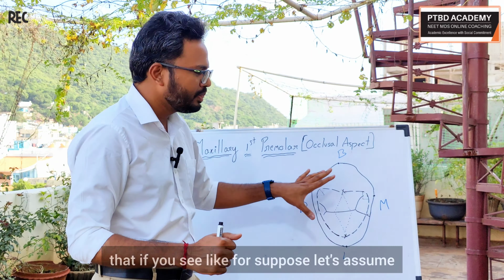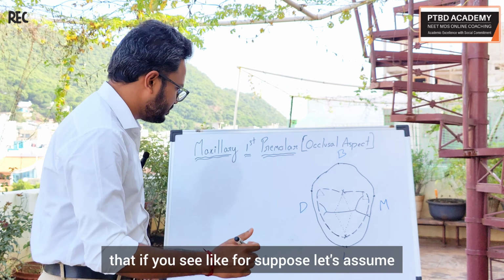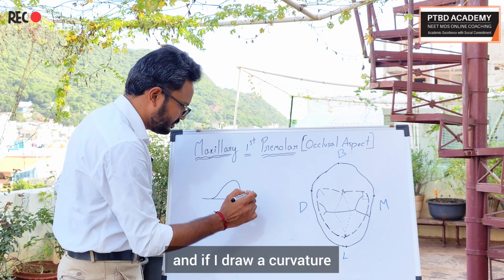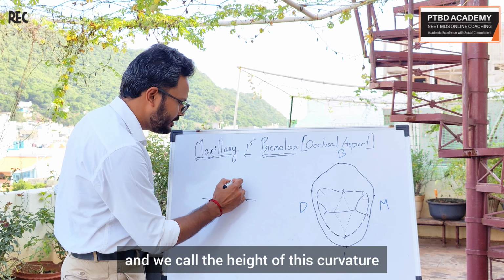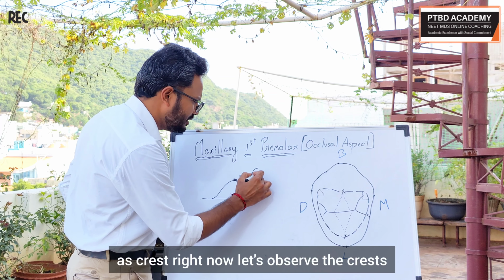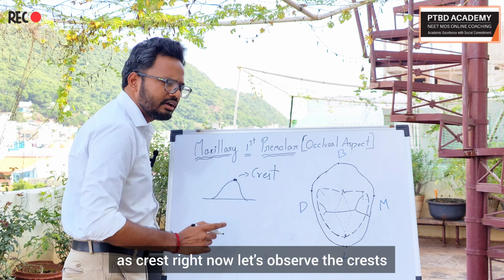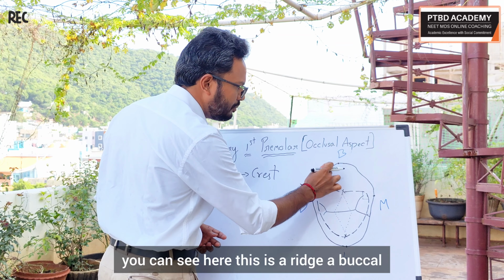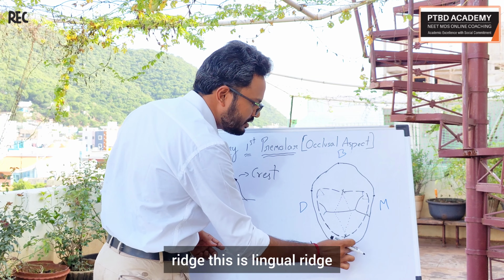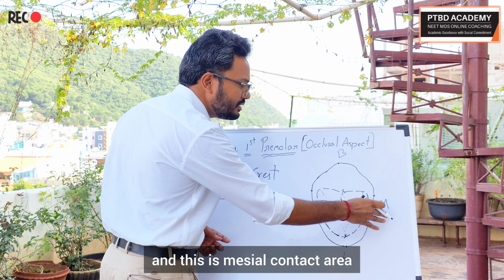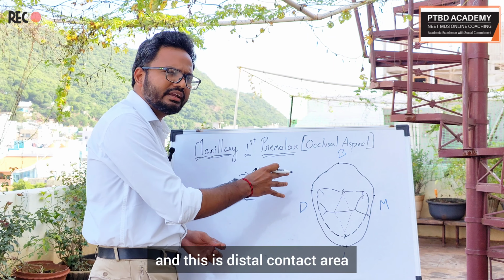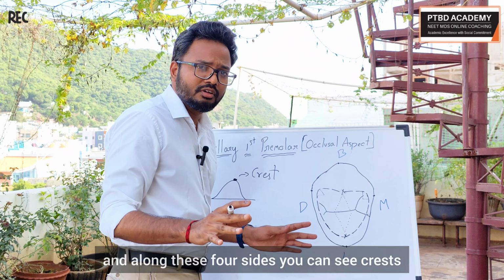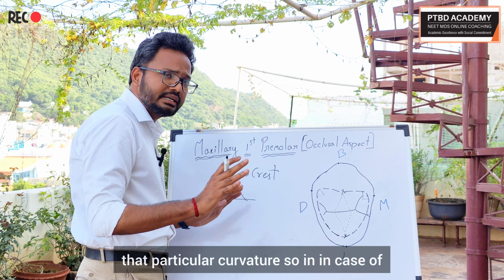And along with that, let's assume that this is the surface, and if I draw a curvature, we call the height of this curvature the crest, right? Now let's observe the crests. You can see here, this is a buccal ridge, this is the lingual ridge, this is the mesial contact area, and this is the distal contact area. And along these 4 sides, you can see crests, or the highest points on that particular curvature.